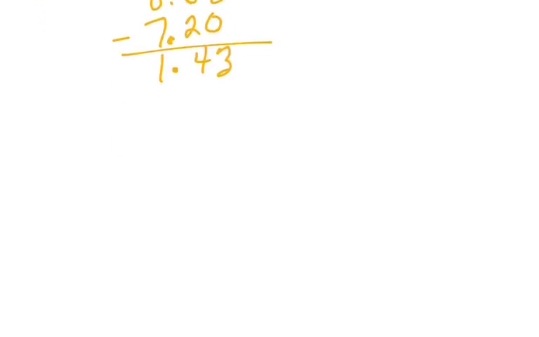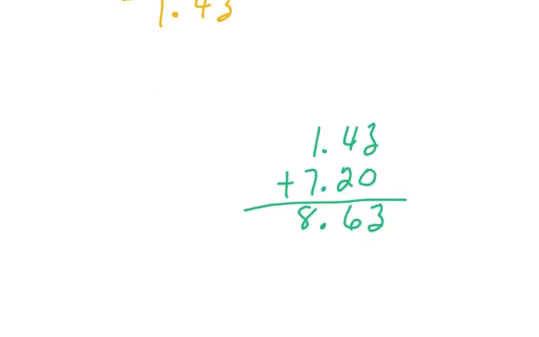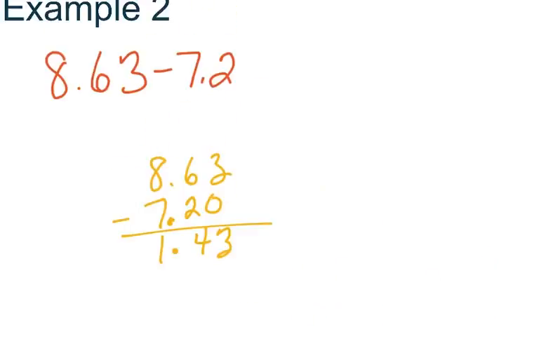So I go through and check it. 1 and 43 hundredths plus 7 and 2 tenths, or 7 and 20 hundredths. Bring my decimal point down, and now I start adding to check my work. 3, 6, 8. Super Gucci sign, and that indeed does check.